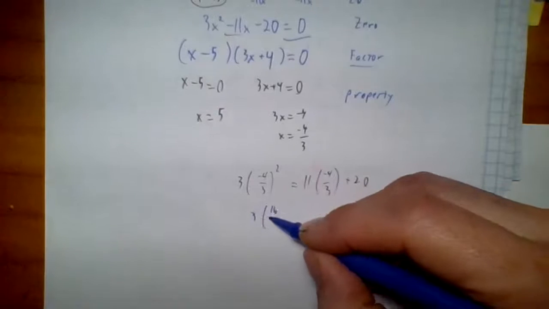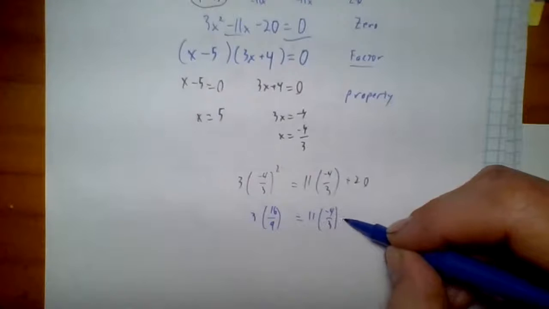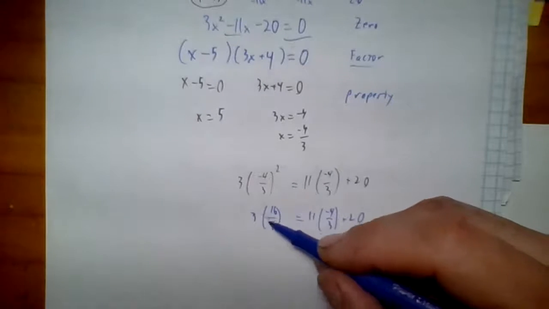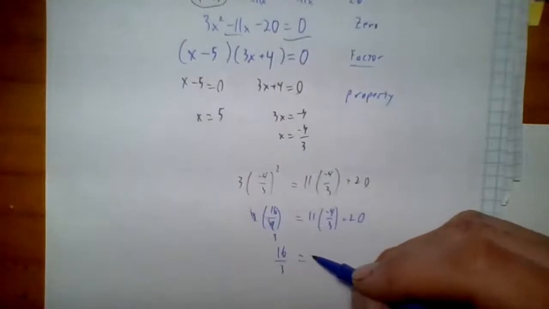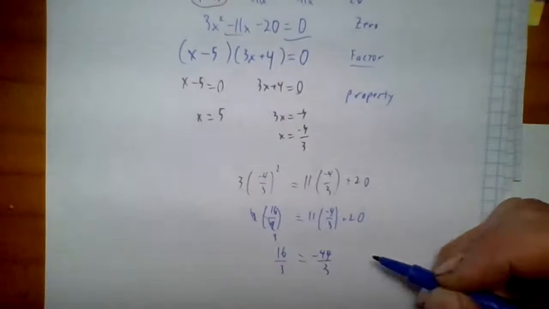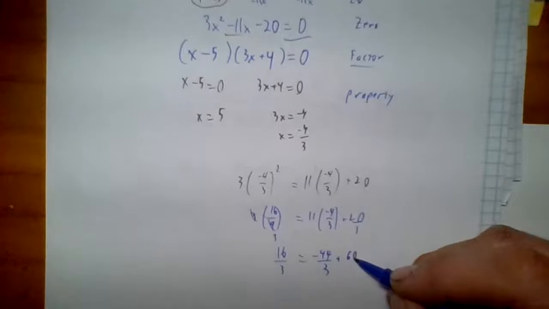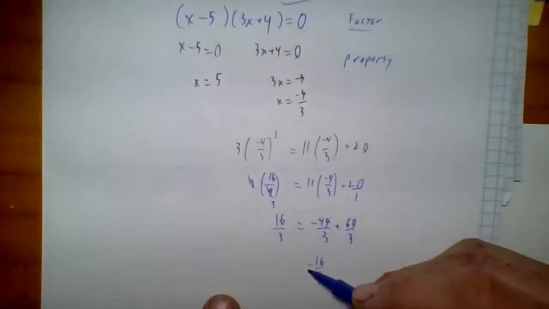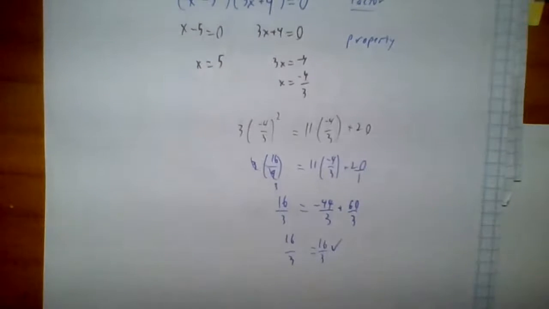3 times 16 over 9 equals 11 times negative 4/3 plus 20. I have to think about multiplying fractions here a little bit. But I've got a common factor of 3 I can take out. That's going to be 16 over 3. This is going to be negative 44 over 3. And then on the plus 20, I'm going to go ahead and get a common denominator there. So you can see those do add up to a positive 16 over 3. It came out the same on both sides. It does work as a solution then.